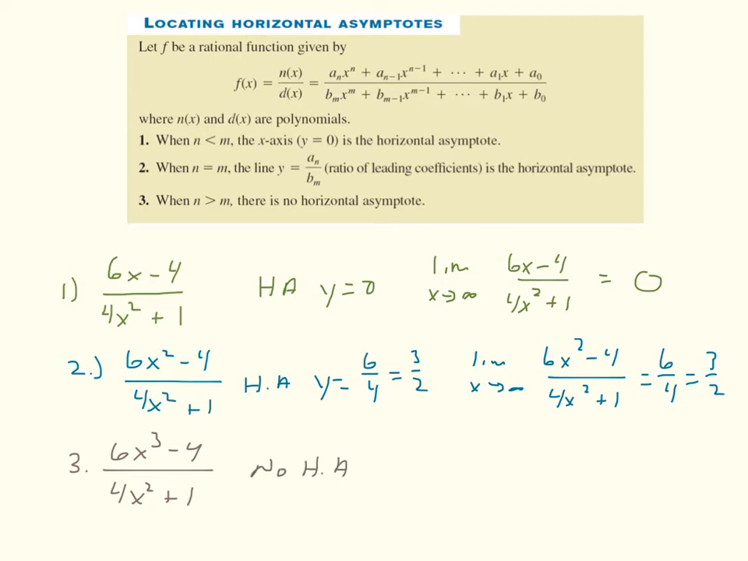And what that would mean in terms of the limit is, if I was looking at the limit as x approaches infinity of 6x cubed minus 4 over 4x squared plus 1, I would say that does not exist. Or I could say that the limit would be going towards infinity as well. It would be having unbounded growth. So that's really looking at things in terms of horizontal asymptote.